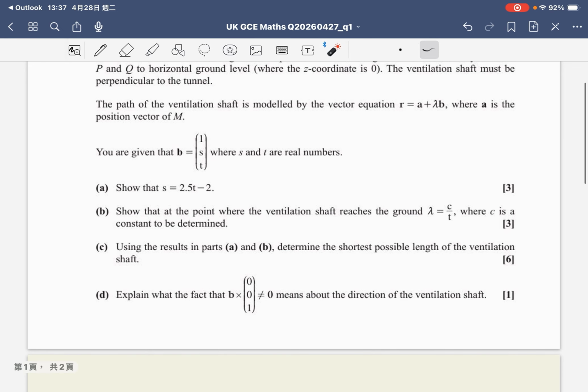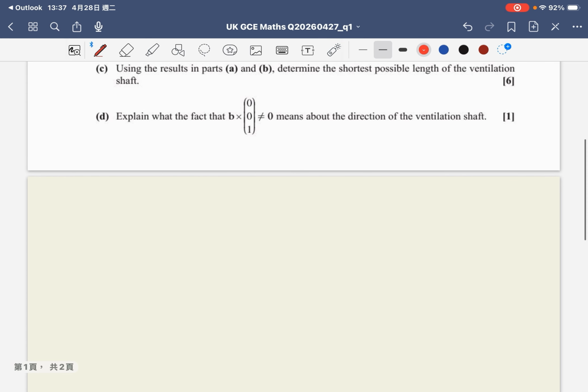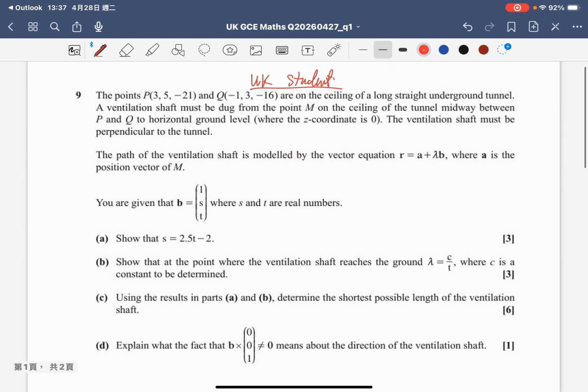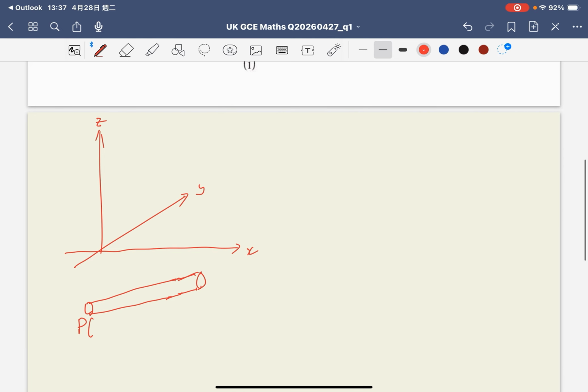Okay, let me draw the figure to show you what the x, y, z axes look like. I think the tunnel is not perpendicular to the horizontal plane, but at an angle. Let me show you. I write it in that format: P is (3, 5, -21), and Q is (-1, 3, -16). Okay, the midway point is M.